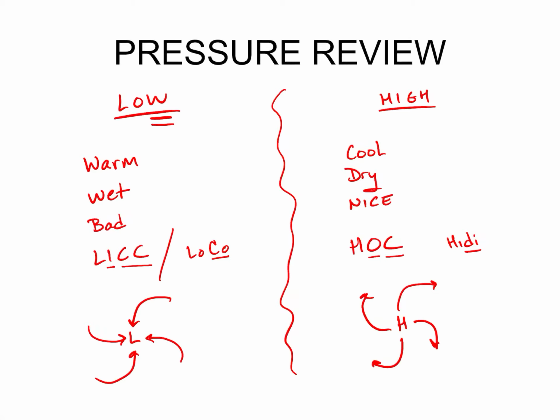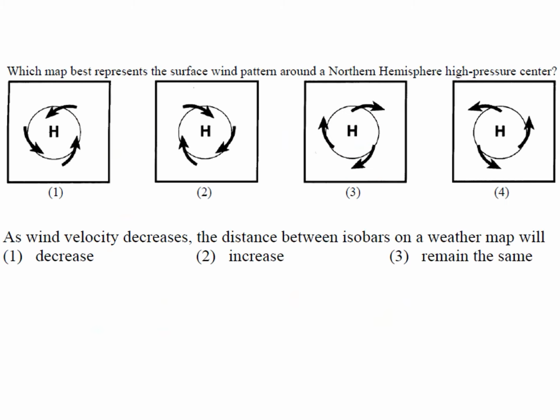The last thing that you have to know for today, which is really important, is that winds always blow from high pressure systems to low pressure systems, okay? And if you remember that, you should be good for today. All right, so let's move forward. Which map best represents the surface wind pattern around a northern hemisphere high pressure system? Hock, out and clockwise. The only one here that's going out and clockwise is choice 3.